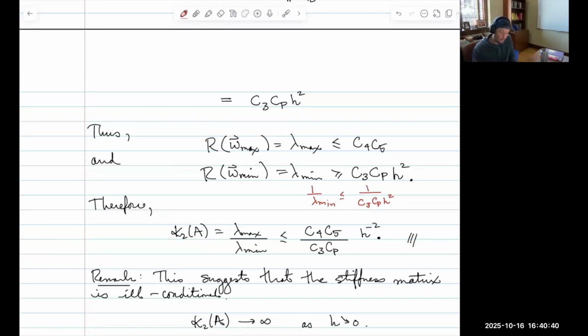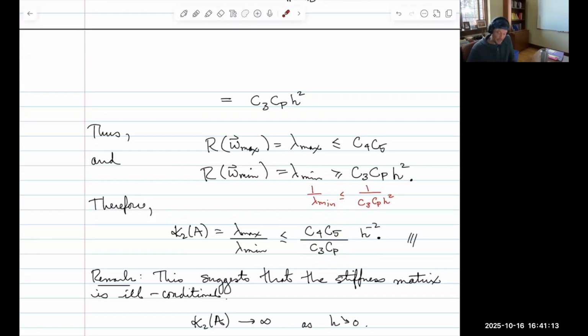And so now I'm just using the fact that I have an upper bound for this and 1 over lambda min. That's a product, right? This quotient can be thought of as the product lambda max times 1 over lambda min, and I have upper bounds on both of those. Well, since I do, I can combine them to get this upper bound. The product has that upper bound, C4 times C5 over C3 times C_P. This whole constant is independent of H.